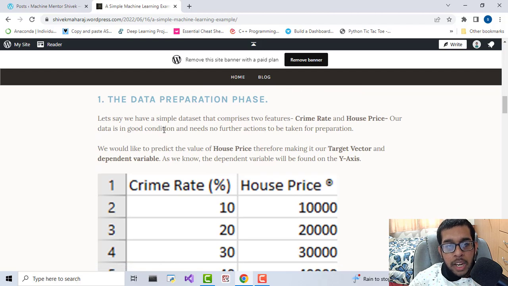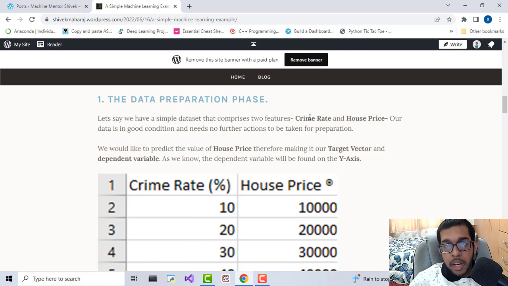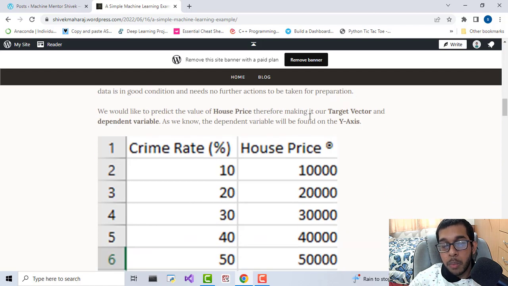For number one, we have the data preparation phase. Let's say we have a simple data set that comprises two features: crime rate and house price. Our data is in good condition and needs no further preparation. We would like to predict the value of house price, therefore making it our target vector and dependent variable. As we know, the dependent variable will be found on the y-axis.